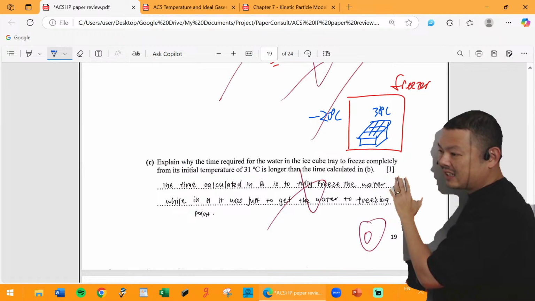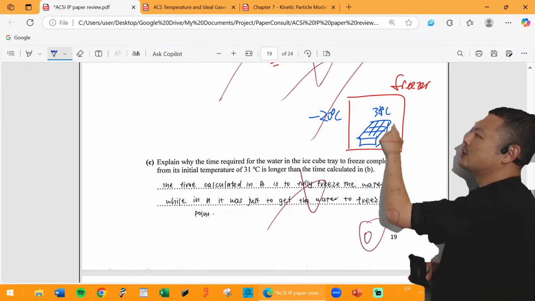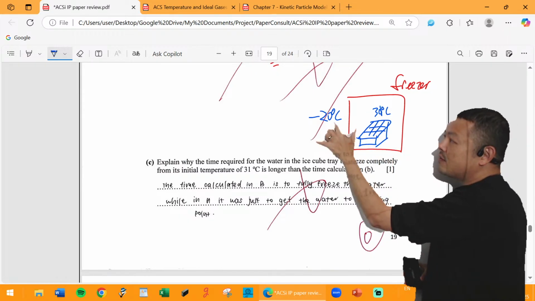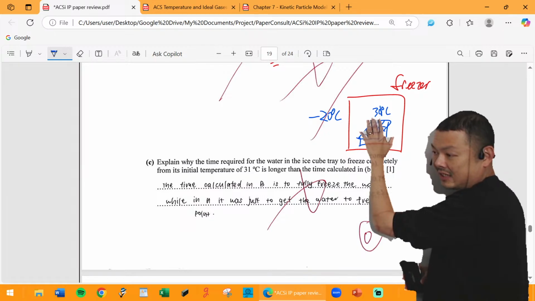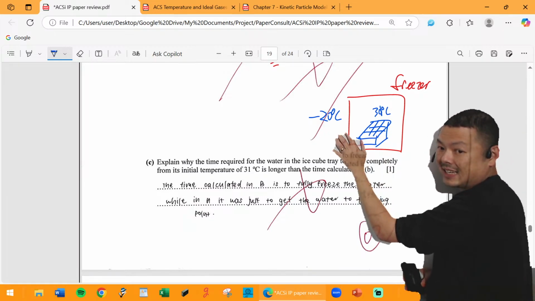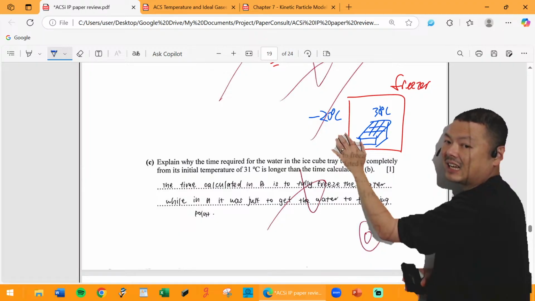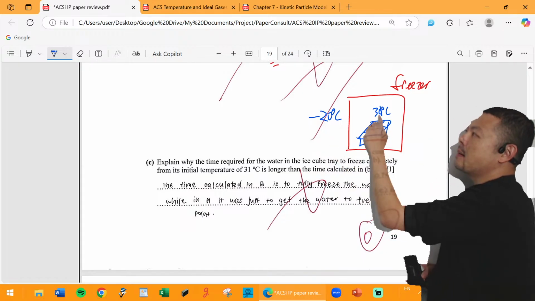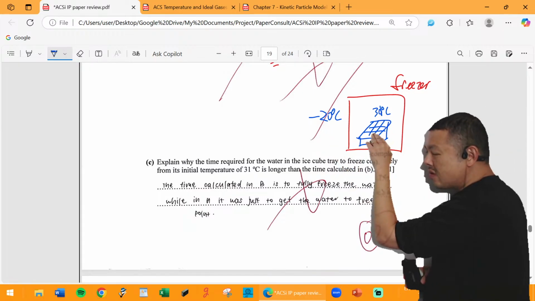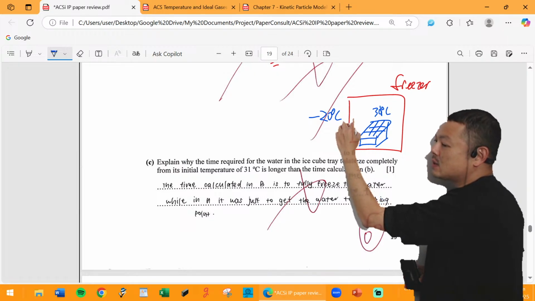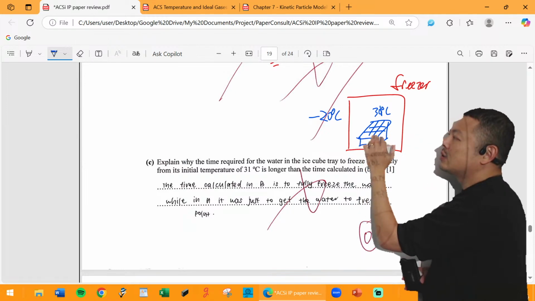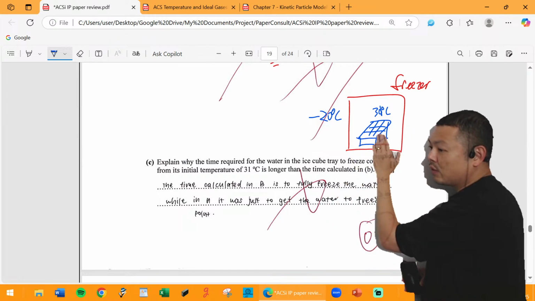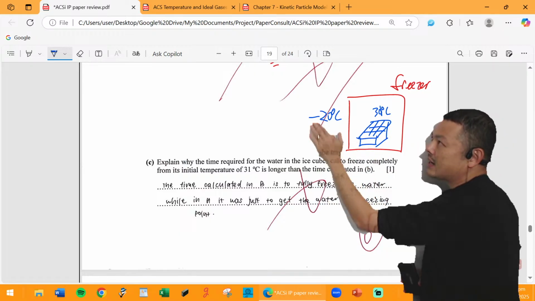Do you catch that? I say it again. At the start, the temperature difference between the surroundings and the water is larger, so the rate of heat loss of the water is larger. But as the water cools down to 0, the temperature difference becomes smaller, so the rate of heat loss becomes smaller. So the time taken for the water to freeze will take longer than what we calculated in part B.